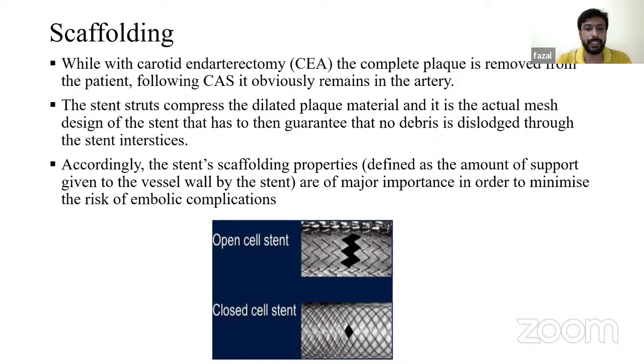So as I was telling you, this was the open cell stent and this is a closed cell stent. This would be slightly rigid, so will be less favorable in a tortuous vessel, whereas in this it will be favorable, open cell will be favorable in tortuous anatomy.